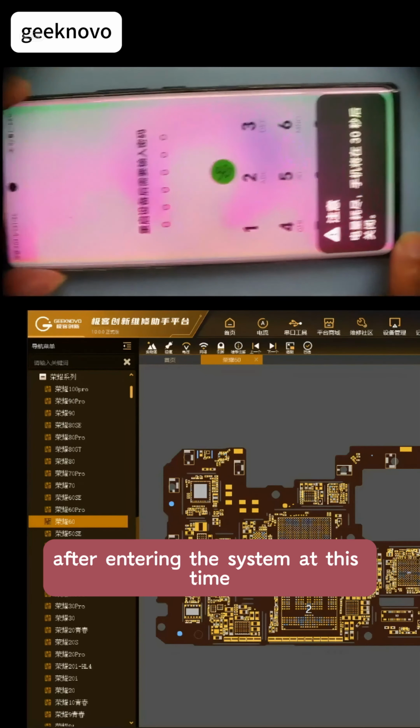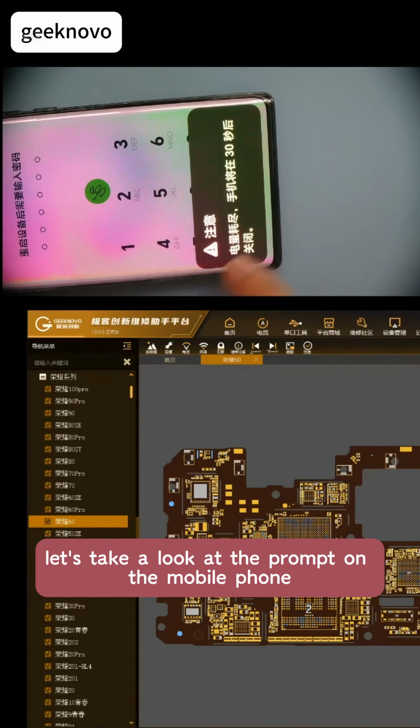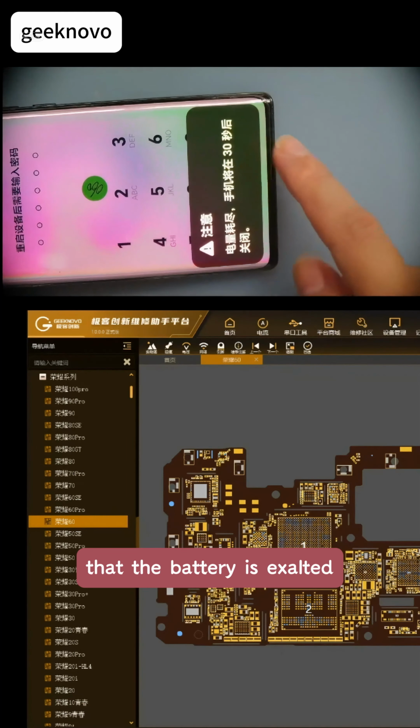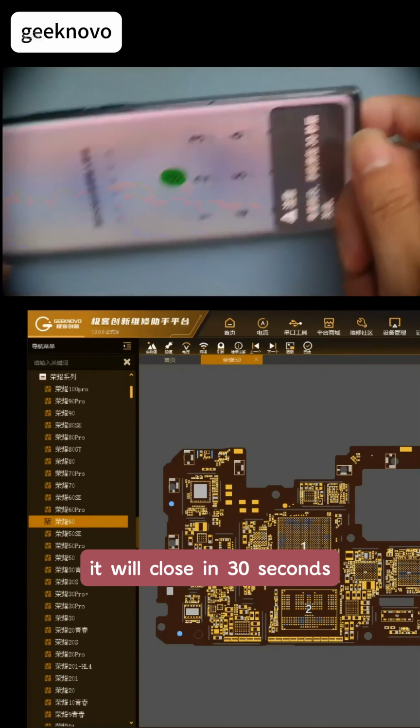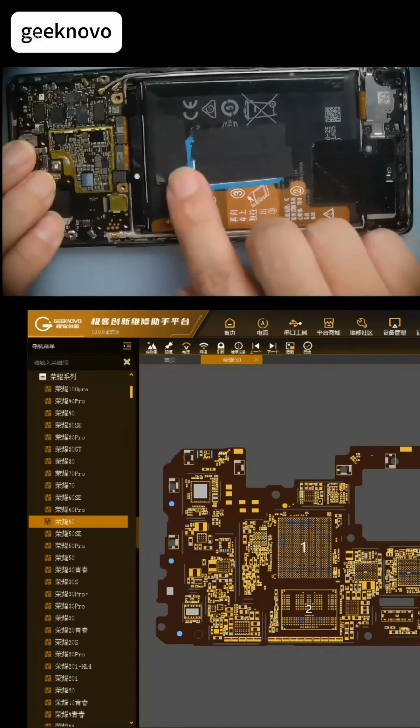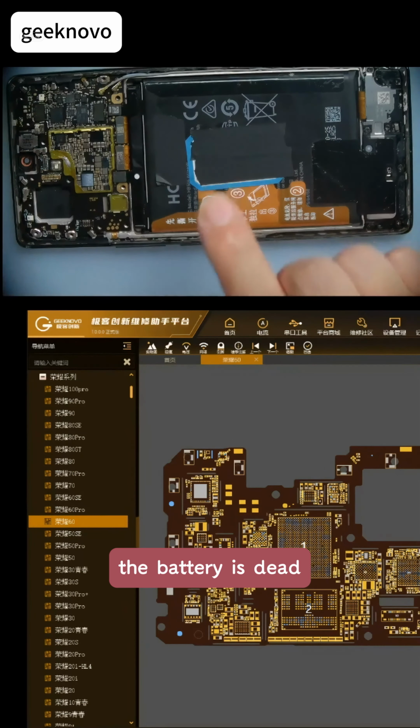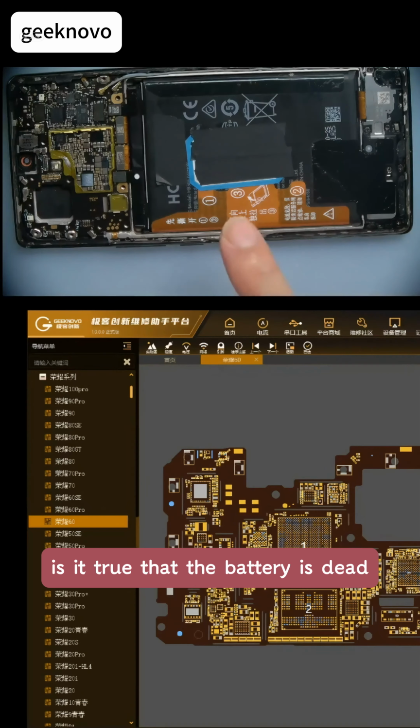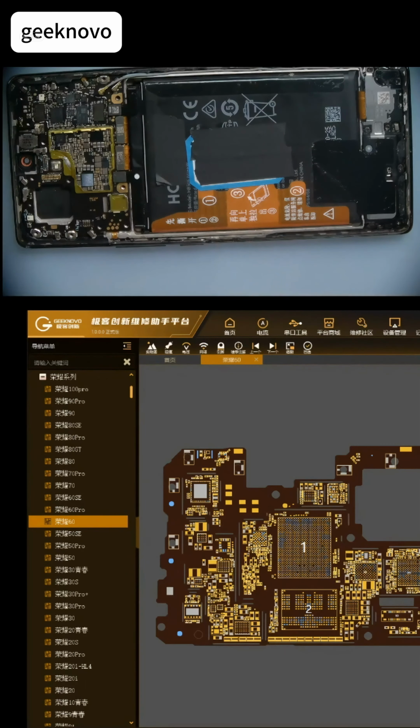Okay? After entering the system, let's take a look at the prompt on the mobile phone that the battery is exhausted and it will close in 30 seconds. So this is the battery charge. The battery is dead. Is it true that the battery is dead?